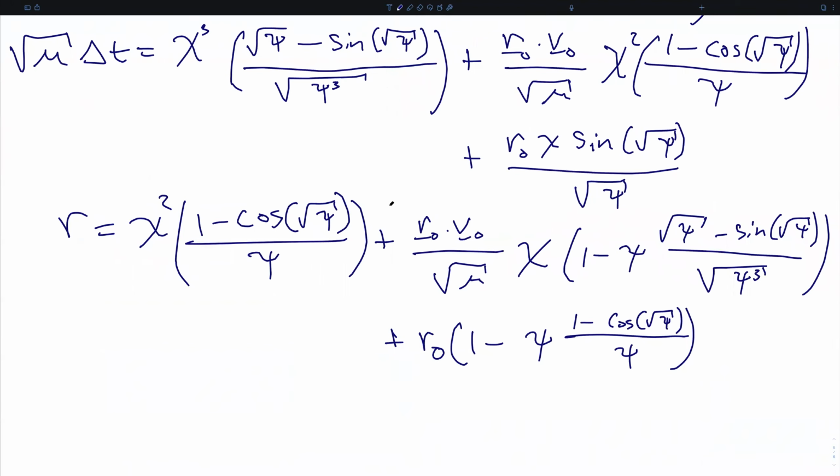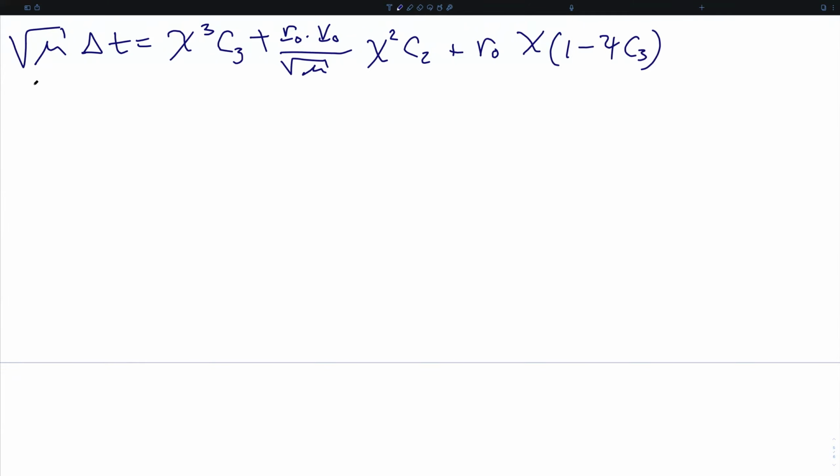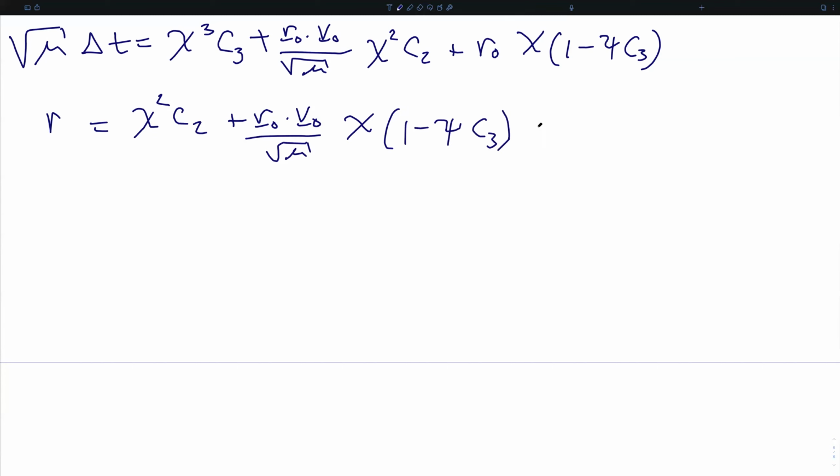And what we get is root mu delta t is equal to chi cubed C3 plus r naught dotted into v naught over root mu times chi squared C2 plus r naught chi quantity 1 minus psi C3. And r is equal to chi squared C2 plus r naught dotted into v naught divided by the square root of mu times chi times 1 minus psi C3 plus r naught times 1 minus psi C2.